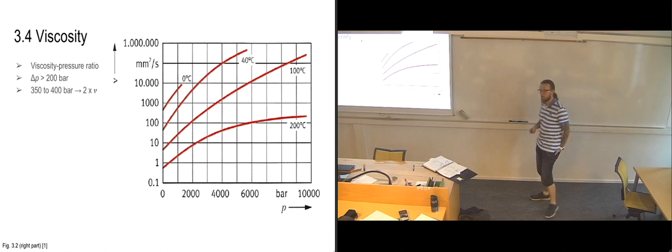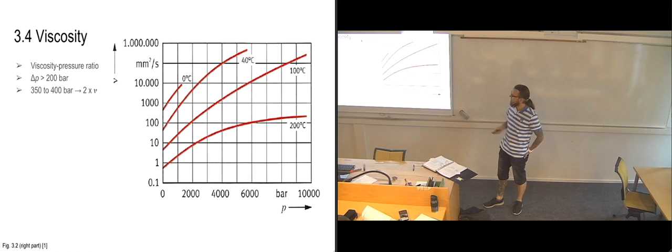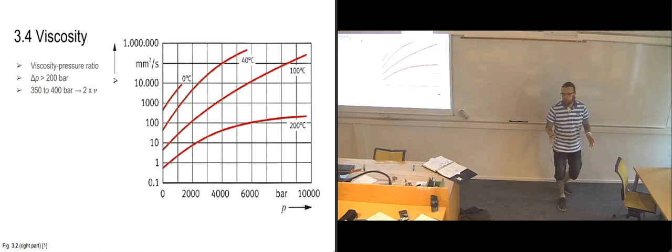So as you see here, we have pressure on the x-axis and our viscosity on the y-axis. And as the pressure increases, we see that the viscosity also increases. And it has to do with temperature also here, of course. So we have temperature lines in here. And often we are looking at the 40-degree line. That's often the line they use to set different grades and stuff. So they use 40 degrees.